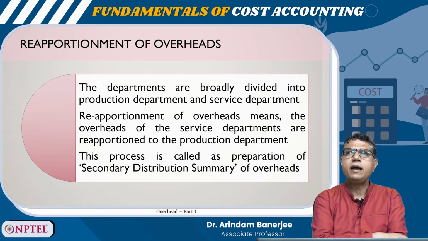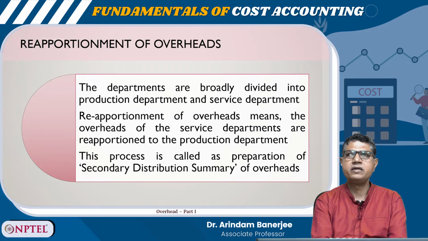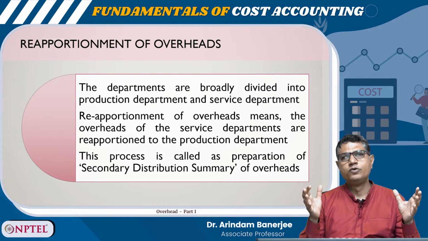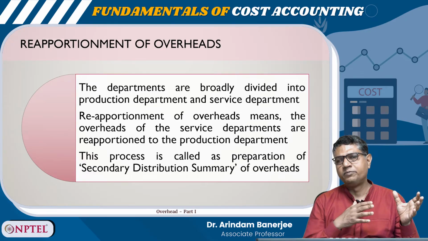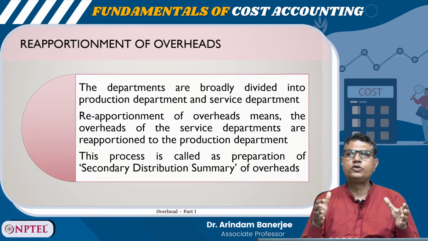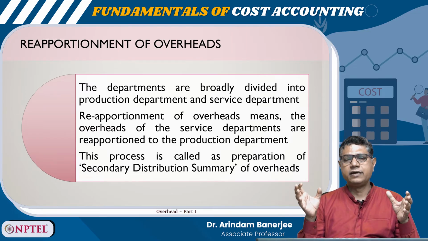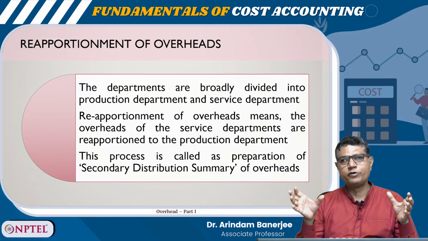Okay. Reapportionment of overheads. The departments are broadly divided into production department and service department. Reapportionment of overhead means the overheads of the service departments are reapportioned to the production department. This process is called preparation of secondary distribution summary of overheads. So, you got the overhead values. Now, you apportioned it over the production departments, also along with the service departments.